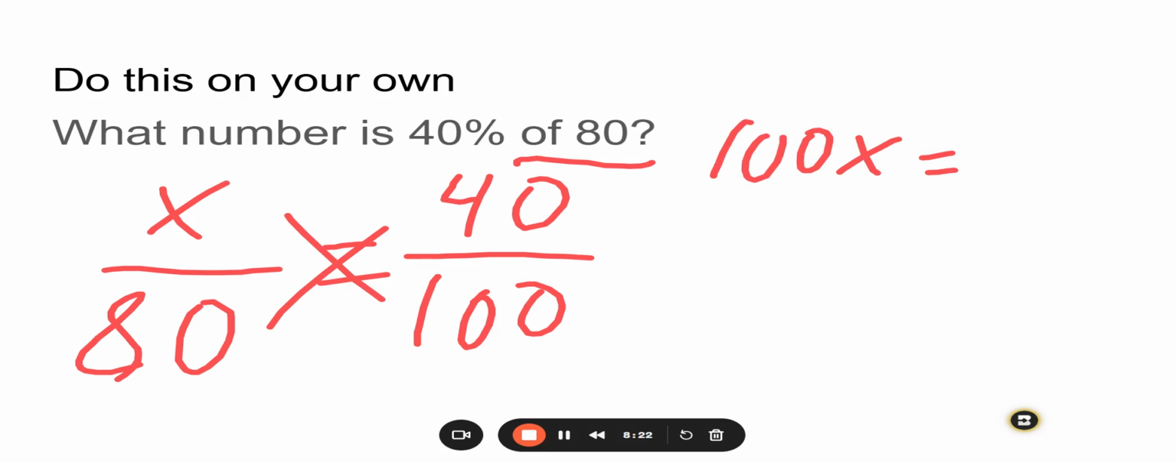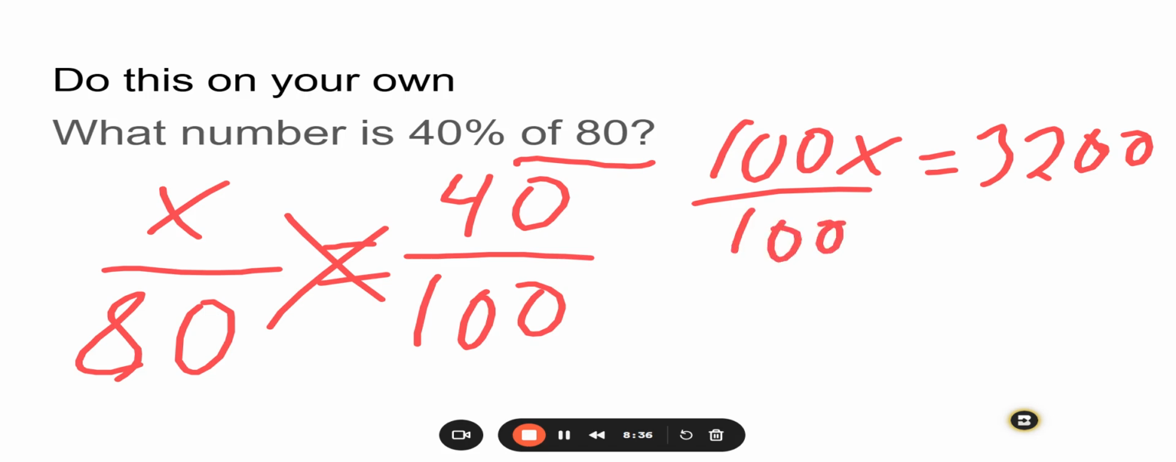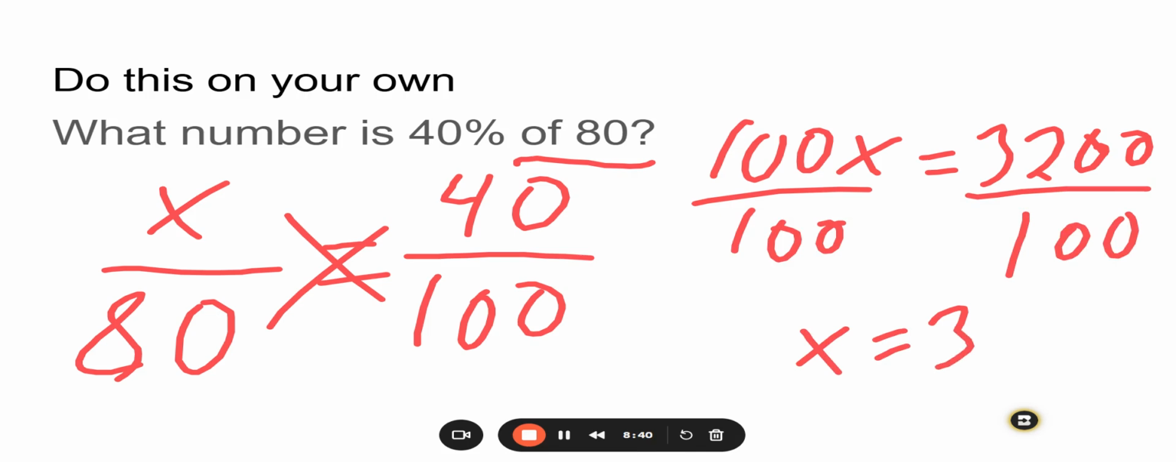40 times 80, let me see if I can do this in my head. 3,200. Let me double check myself there. Or 32,000. 40 times 80. Nope, 3,200. All right. Divide both sides by 100, and x should equal 32. So 32 is 40% of 80.